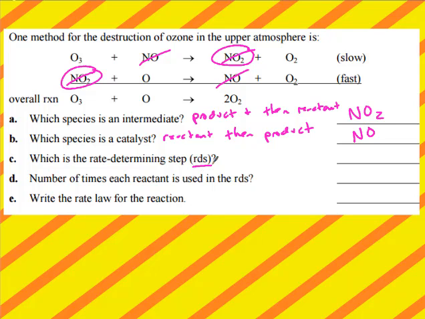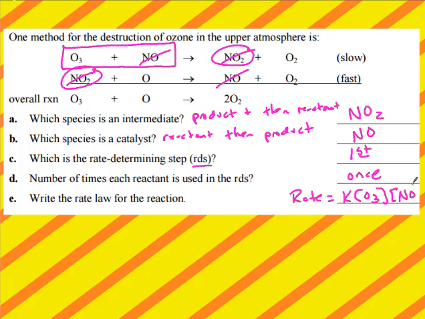It says, which is our rate determining step? Our rate determining step is the slow step, so that would be our first step. How many times was each reactant used in the rate determining step? Well, only once. And so to write our rate law for our reaction, remember that we're going to look at the reactants of our slow step. So rate is equal to K O3 NO. So you can have a catalyst in your rate law. You cannot have an intermediate in your rate law.